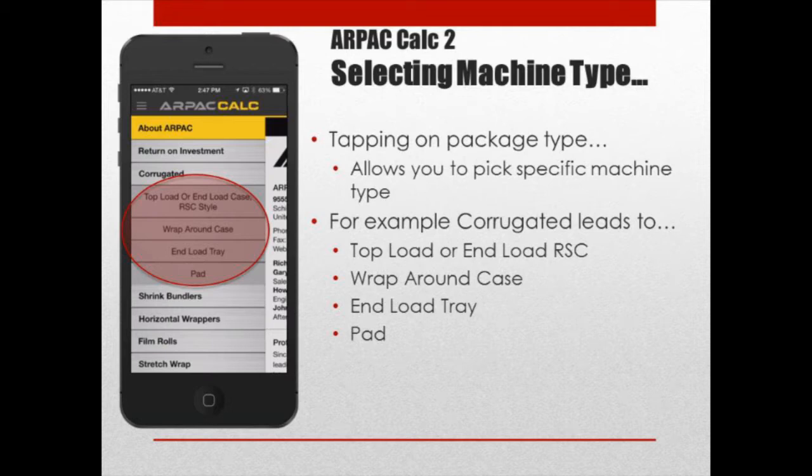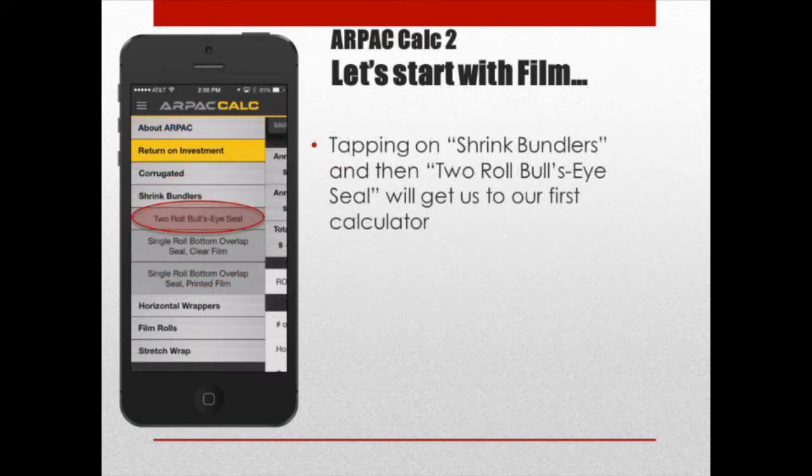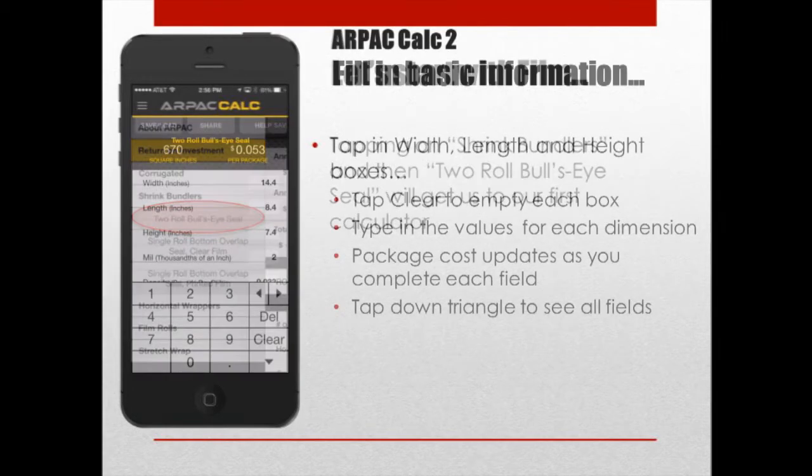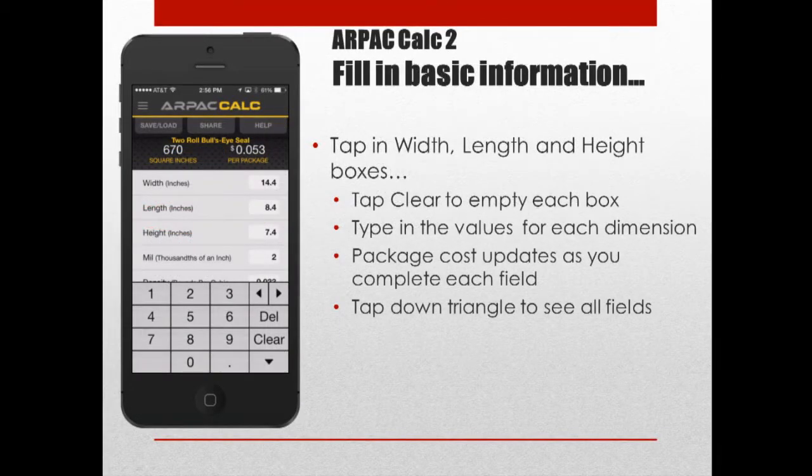If you click on machine type, you then get a list of the various machine types that you can consider, and we're going to drill in and talk about film in particular. So if you go to shrink bundling, you have the option of two-roll bundlers, single-roll bundlers, or single roll with printed film, and if you tap on one of those, you get this calculator screen.